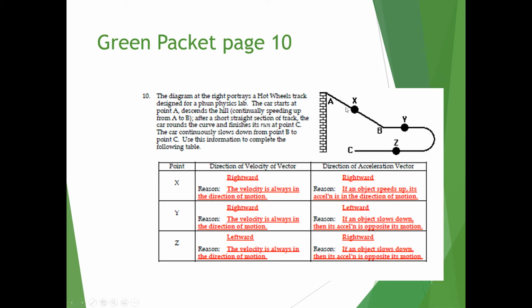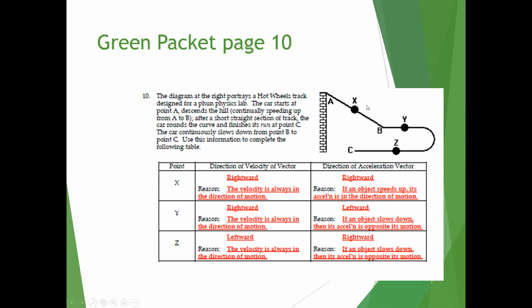So at point X, the direction of the velocity vector, where it's moving over this way, is to the right. It's because the direction of the velocity is always in the direction of motion. At Y, it's also moving to the right because that's the direction it's moving. And the direction of the velocity vector at Z is to the left, again for the same reason.